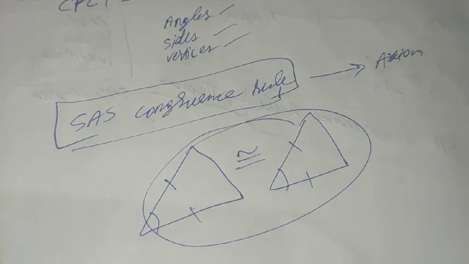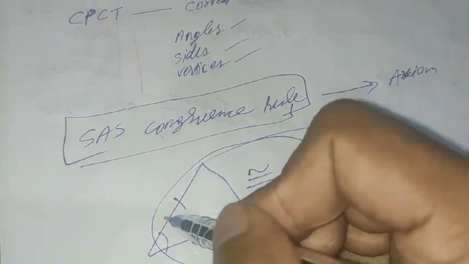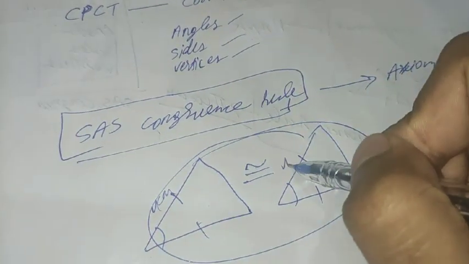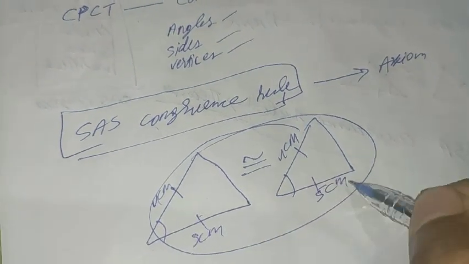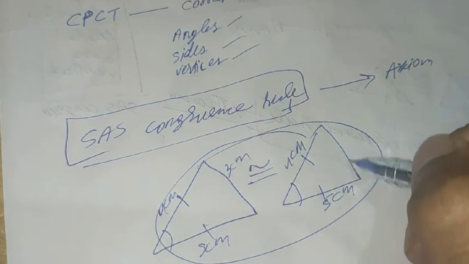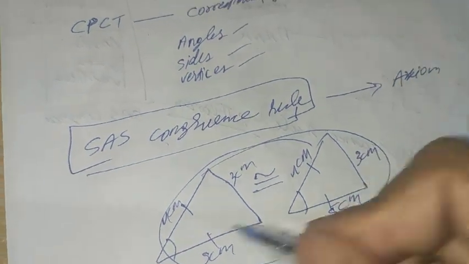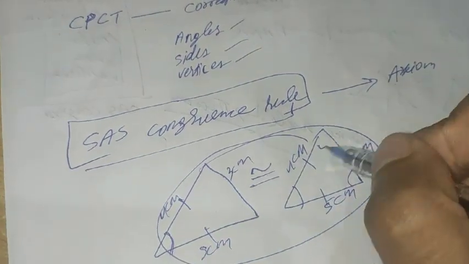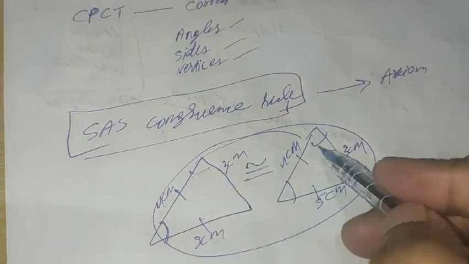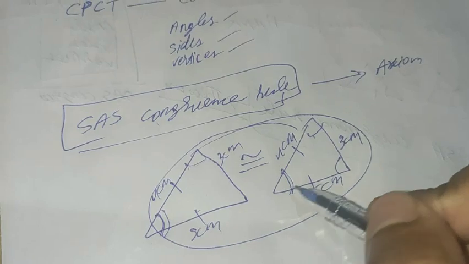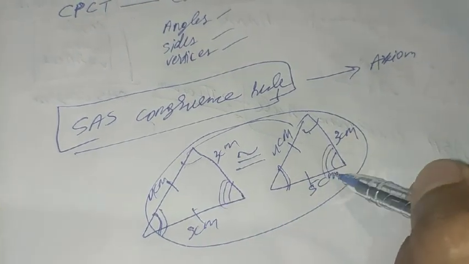Congruent means they are similar. For example, if this side is 4 centimeter, then this side will also be 4 centimeter. This side is 5 centimeter, then this side will also be 5 centimeter. This side is 3 centimeter, then this side will also be 3 centimeter. And all the angles will be the same. Okay, students? This angle is equal to this angle, and this angle is equal to this angle.